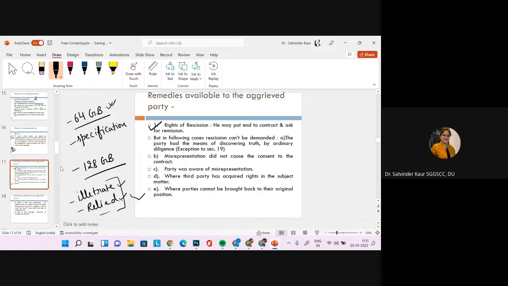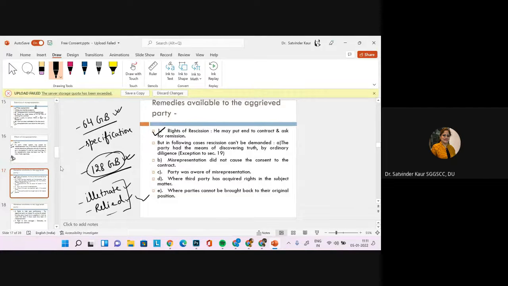So if the illiterate person has specifically asked for 128 GB and he is not able to read and write, then in that case the product will be changed, or the person can set aside the contract. But where a man of ordinary prudence and ordinary diligence can find out the facts and figures in the contract, then the contract cannot be set aside. So, suit of rescission will be available in case of misrepresentation where the person has relied on the other party and the misrepresentation has affected the consent of the party.